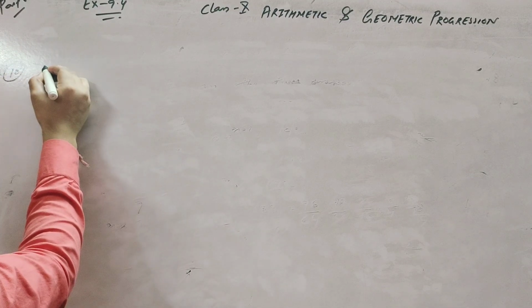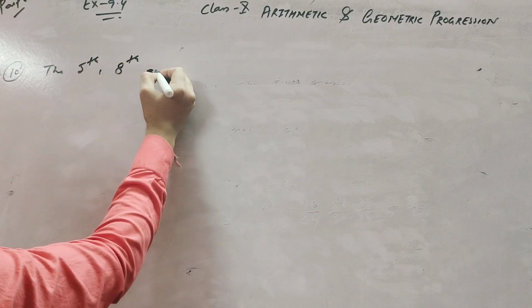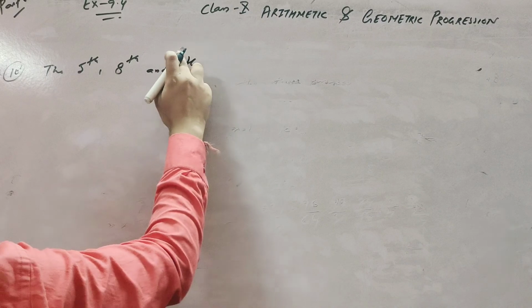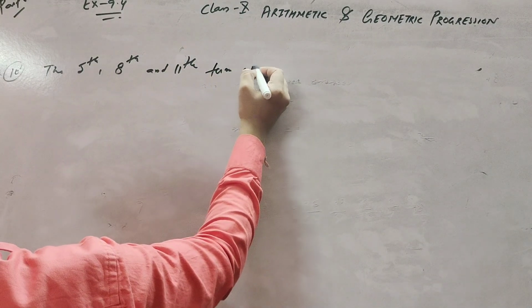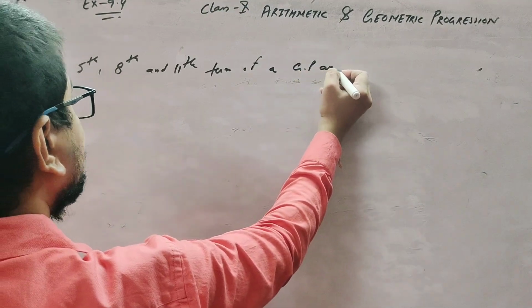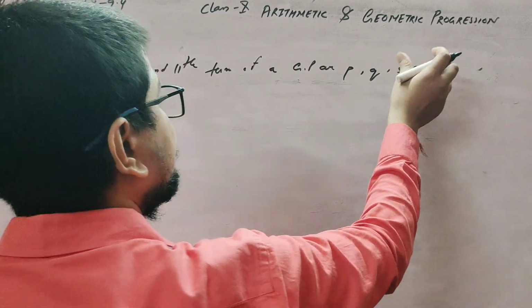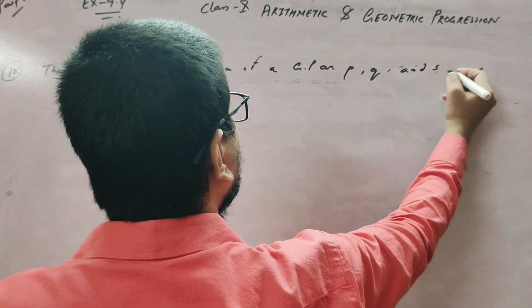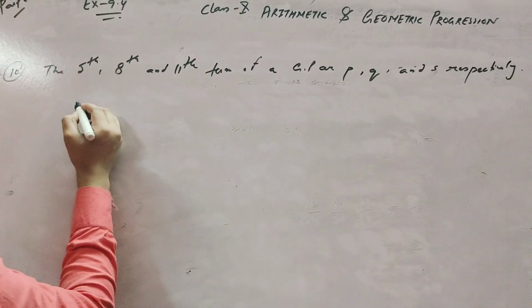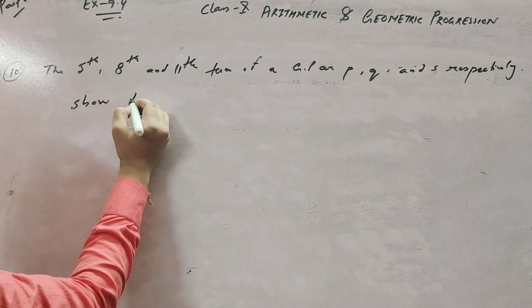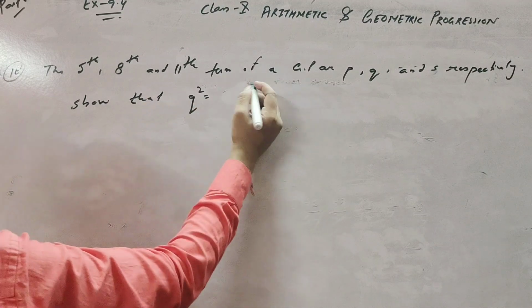Question number 10. The 5th, 8th and 11th terms of a GP are P, Q and S respectively. Show that Q square equals PS.